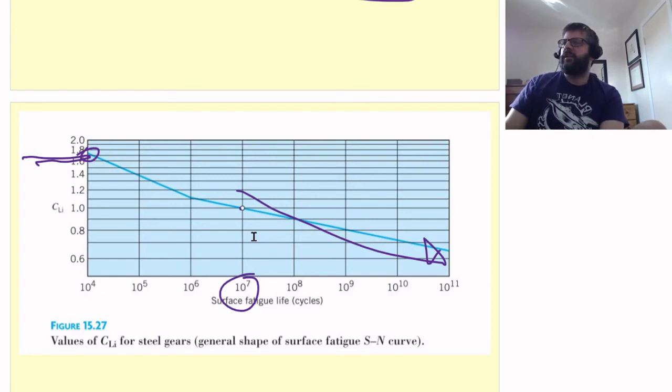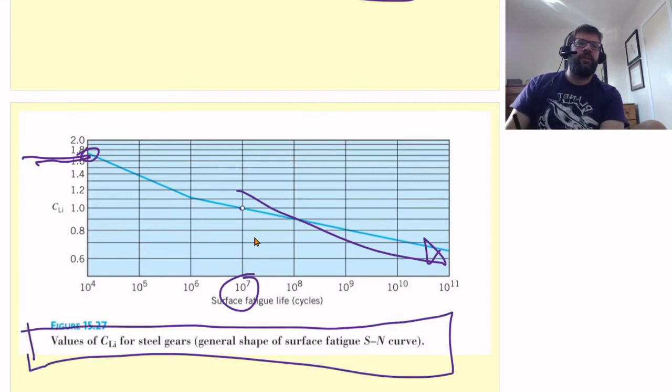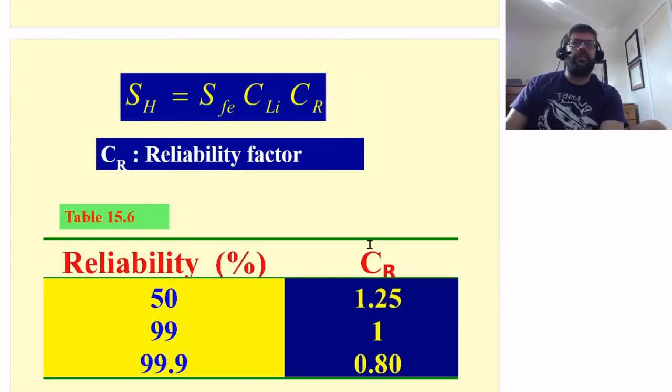So we got that. Again, this is a general shape. You may have better data for the particular type of steel you're working with. So if you do have it available, then use that. If not, use this. And then we got our reliability factor.